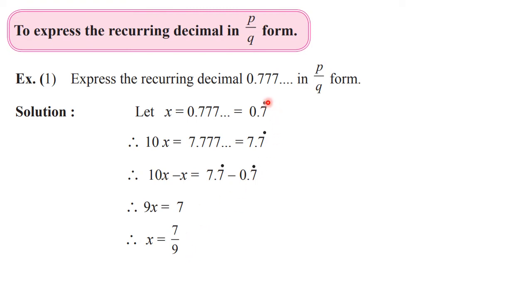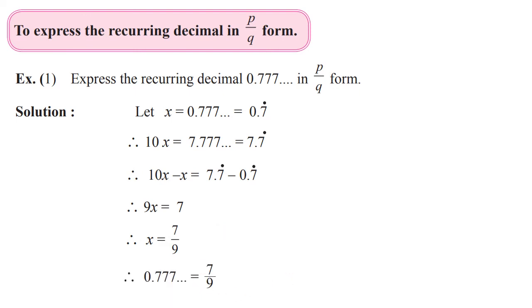Now since here one digit was there, we multiplied by 10. If there are 2 digits, we have to multiply by 100. If there are 3 digits, we have to multiply by 1000. Remaining all the steps are similar. Okay, let us see one more example from the textbook itself.